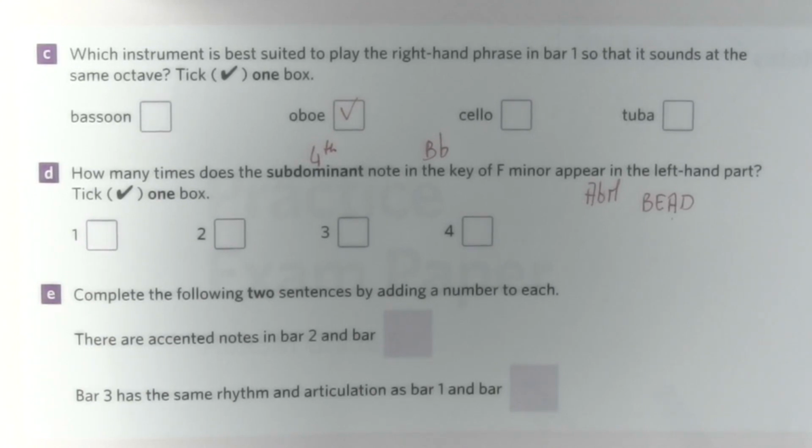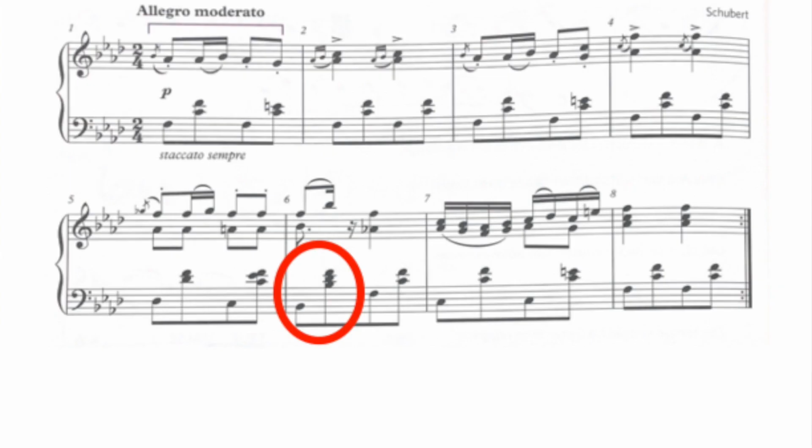Now, how many times do we find B flat in the left hand part? We just need to go through the left hand part and see how many times we find B flat. 2. Both of them are in bar 6.